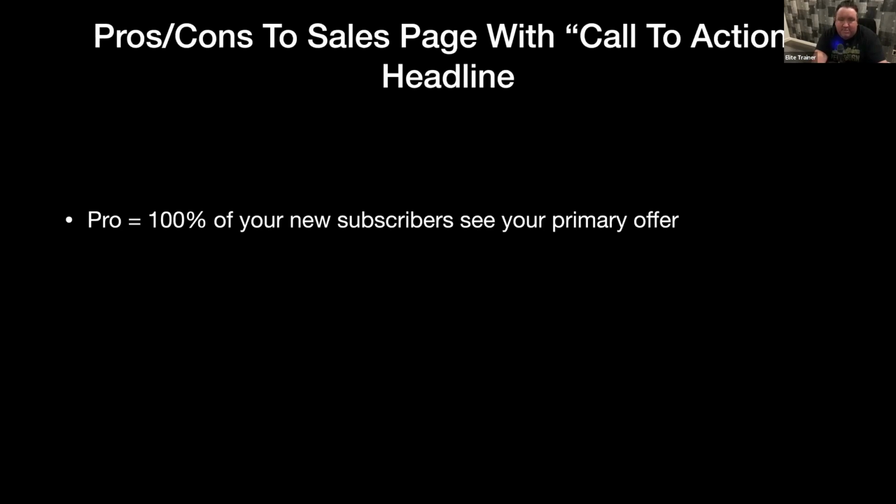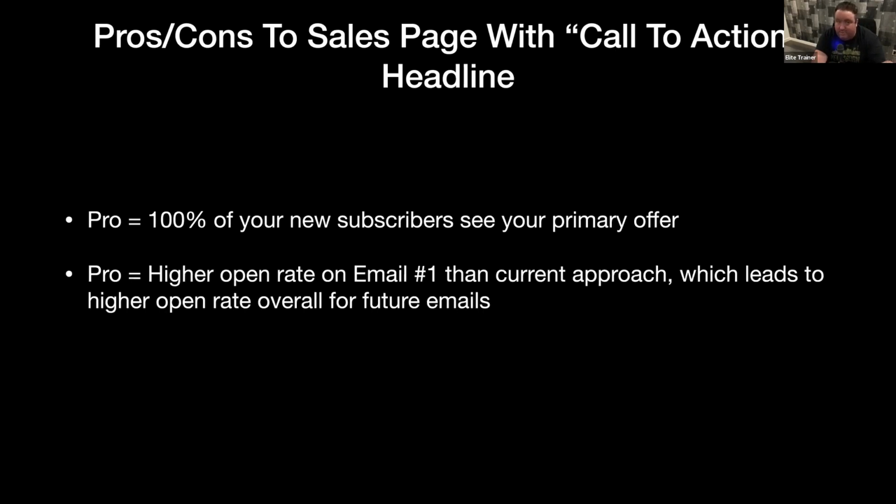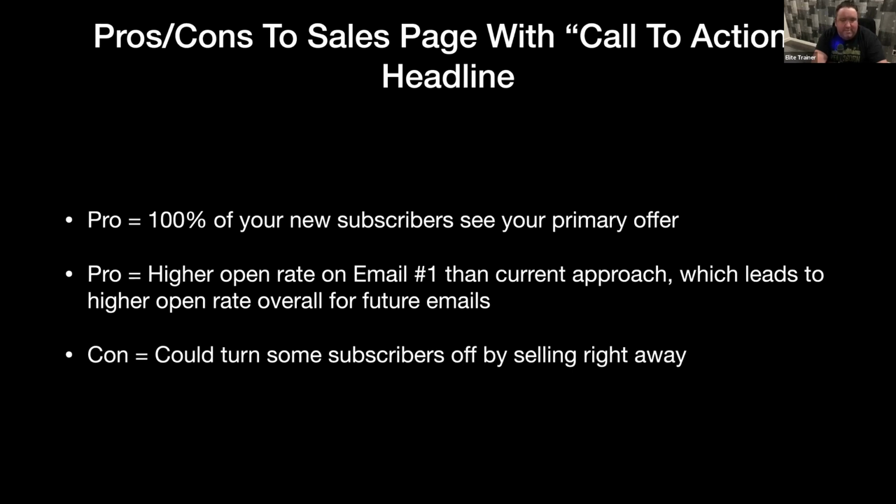And so the pro is 100% of your new subscribers are going to see your primary offer. You're going to get a higher open rate on email number one than your current approach, right? Because the first thing they read at the top of the page is, hey, you're going to get an email in the next few minutes. Go watch this video first, and then go check the email. But the con is that you could turn some subscribers off by selling right away.